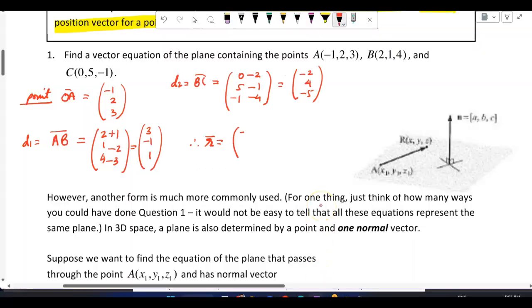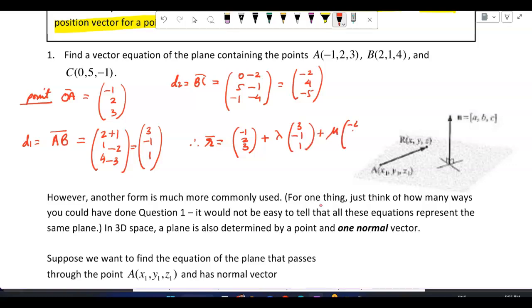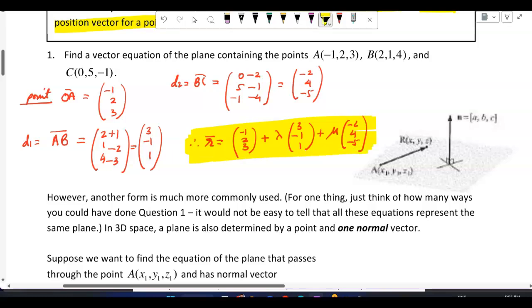Minus 1, 2, 3, plus, what is it? Lambda times the first vector, AB, plus mu times the other vector. That's it. That's your answer. What is this called? The vector equation of a plane. End of the story. Okay.